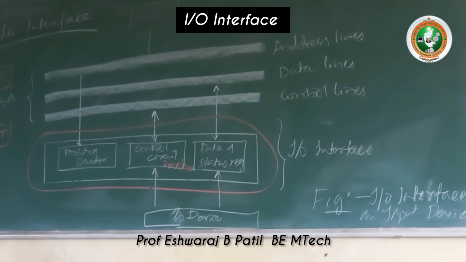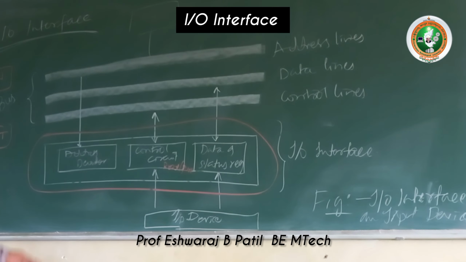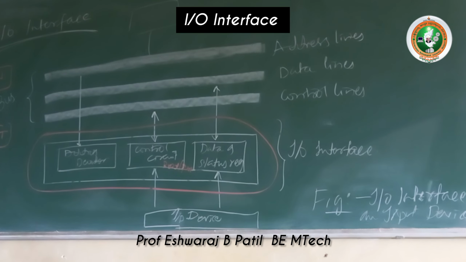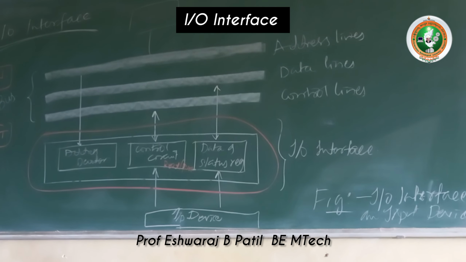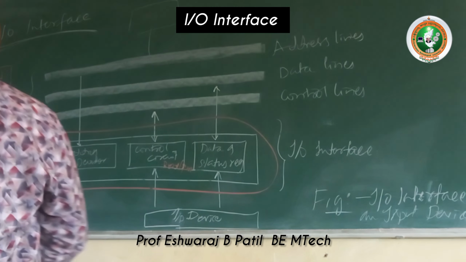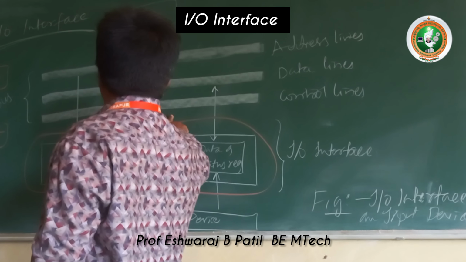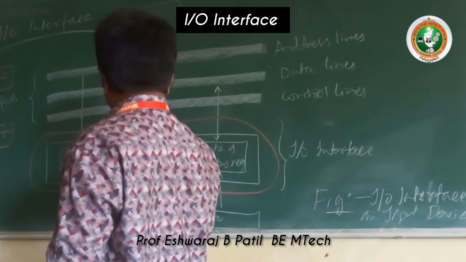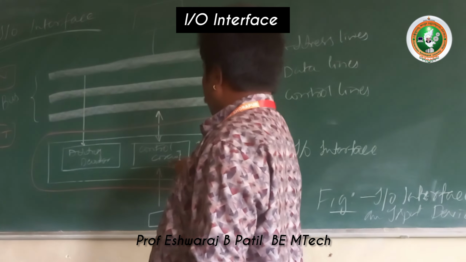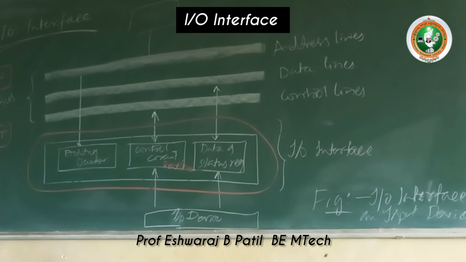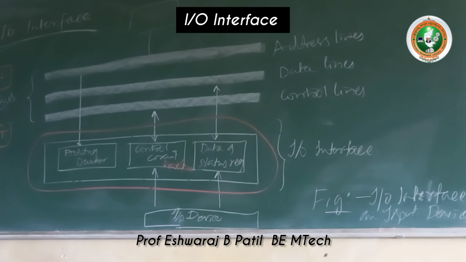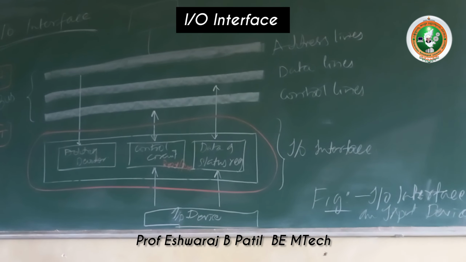Second, consider the control circuit. The control lines of the system bus are connected to the control circuit, as shown in the figure.